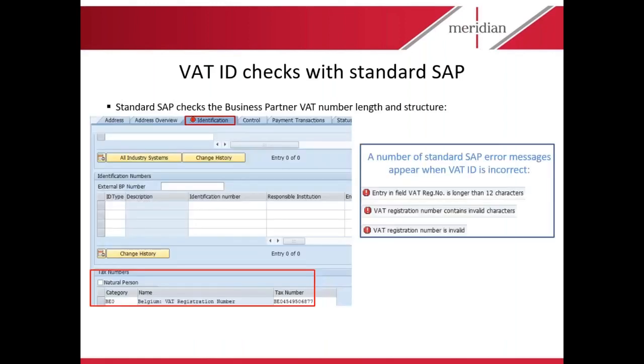These VAT ID checks within standard SAP, we can show you the messages that are produced by SAP here. So on the right-hand side, you can see that you'll be told the entry in the field for VAT reg number is longer than the 12 characters as dictated by you and your system. The VAT registration number contains invalid characters if you have mentioned in the customizing that only certain characters are available. And then it will tell you that the VAT registration number is invalid. This message that the VAT registration number is invalid is not really accurate because it means that the VAT registration number is invalid only based on the criteria you've set yourself in the system. It doesn't have any checks to see if this is really a live and correct VAT ID for your customer.